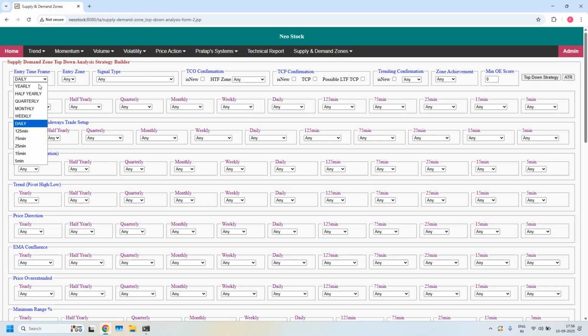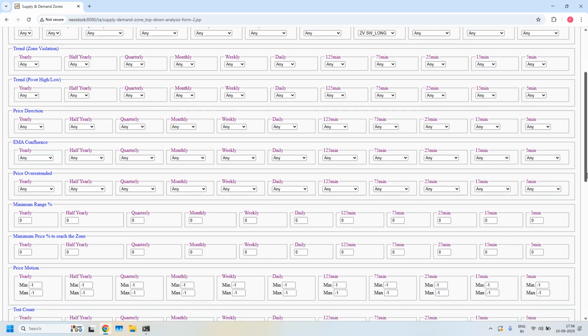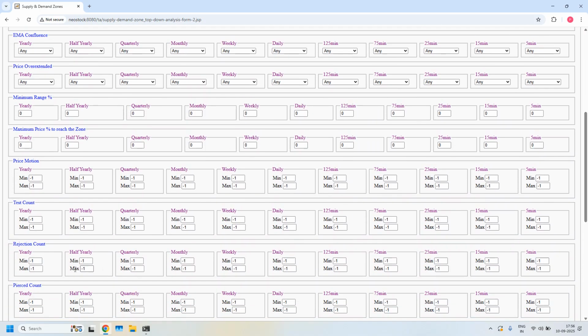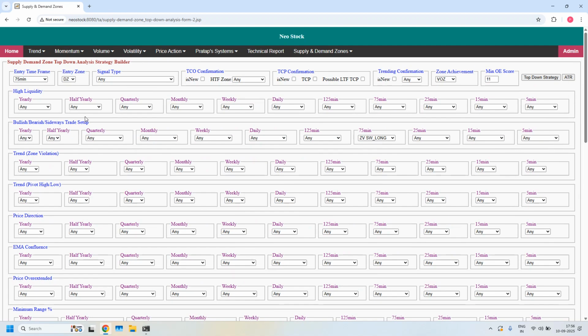First report, sideways long trade setup, entry time frame 75 minutes, entry zone, demand zone, bullish or bearish or sideways. At 75 minutes, selecting sideways long, zone achievement violated opposing zone, minimum odd enhancers score 11 for sideways, and also the 75 minutes demand zone should not be pierced. So in the pierced count parameter at 75 minutes time frame, I am setting minimum value 0, maximum value 0. That means pierced count should be 0. Pierced count on 75 minutes demand zone should be 0.